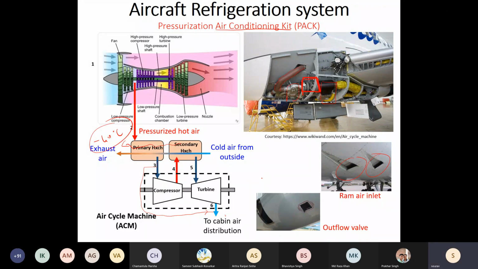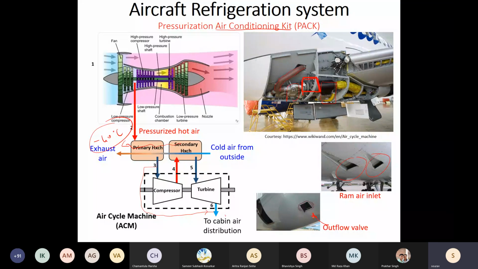And once you're providing pressurized air into the cabin, you also have to take out the air. So you can always visualize an aircraft as a balloon which is continuously being pressurized and depressurized. So depressurization will happen through the small leaks in the door. Okay. And of course, you also have an active outflow valve.